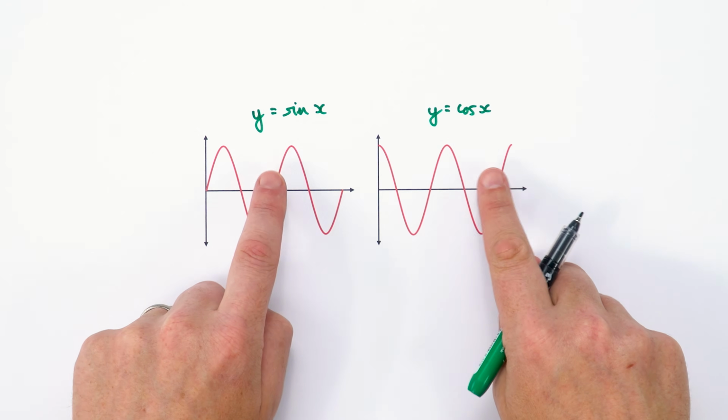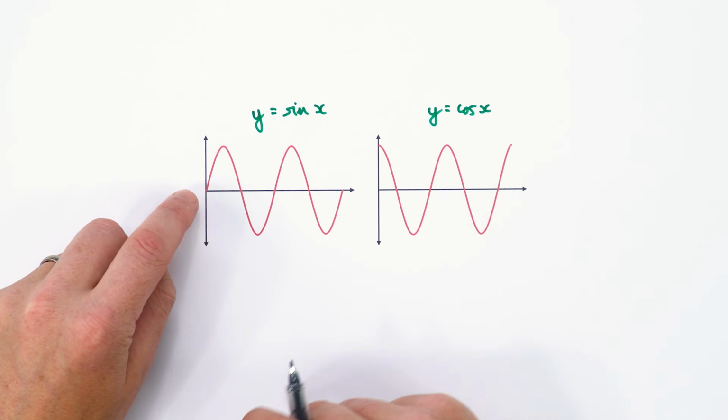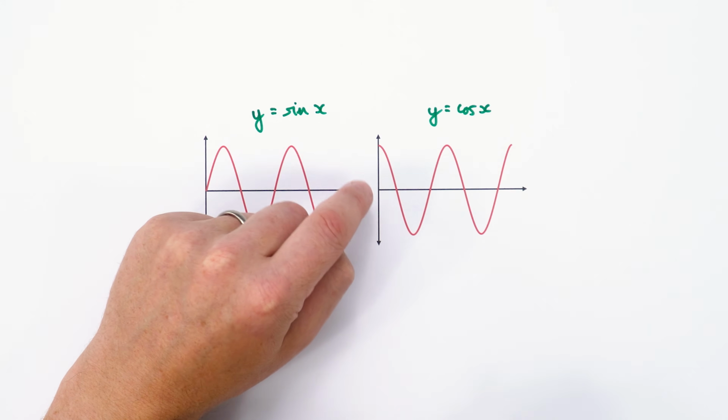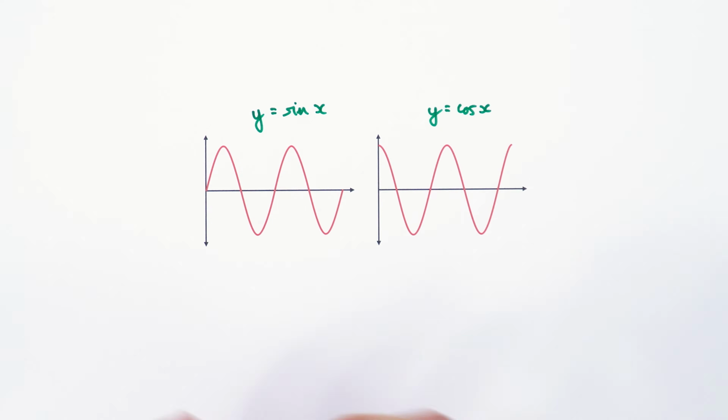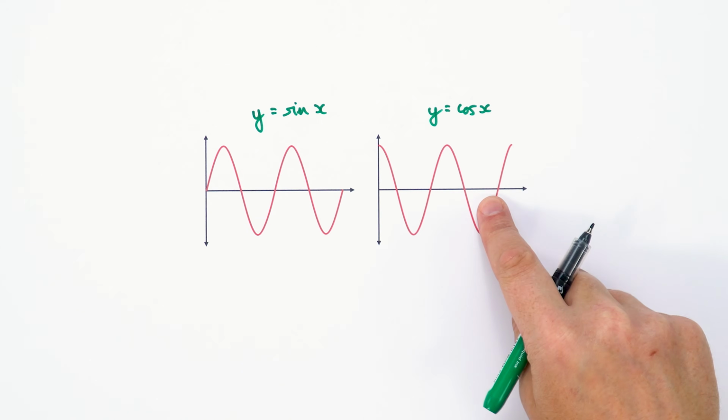The main difference between the two is what happens at 0. For sine, we've got 0, 0. For cos, y is equal to 1 when x is equal to 0. And both of these have the same shape, which we call sinusoidal. This is really useful when it comes to looking at waves, when it comes to looking at simple harmonic motion. So many aspects of physics end up with a graph like this.